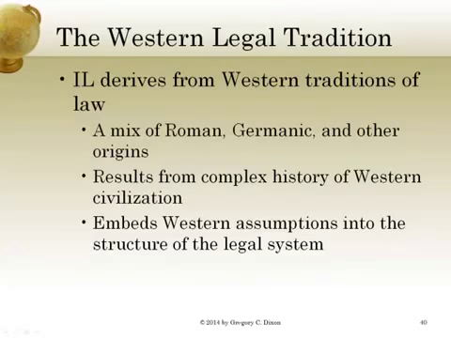It's the product of Western civilization, which has really important ramifications for how international law is structured and how it works. International law as it exists today is a weird mix of Roman, Germanic, and other kinds of law. It's because it comes from the complex and slightly goofy history of Western civilization that international law combines all these different elements. The biggest thing that matters for us is that international law, as practiced today in the framework set up in the United Nations system after World War II, embeds a whole series of Western assumptions about what law is and how it works into the structure of the international legal system.